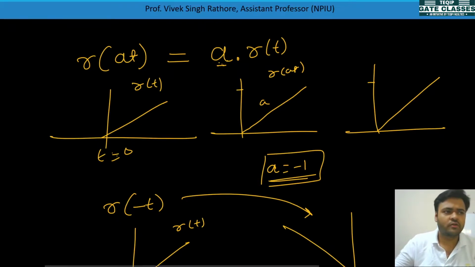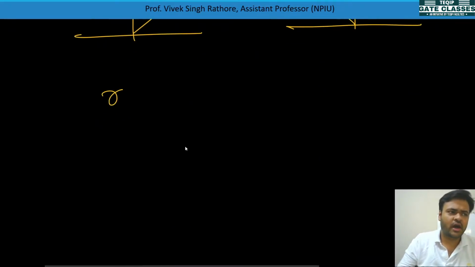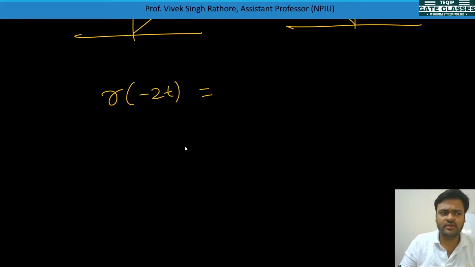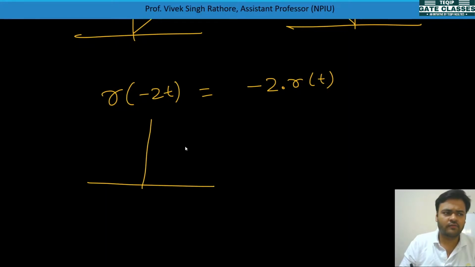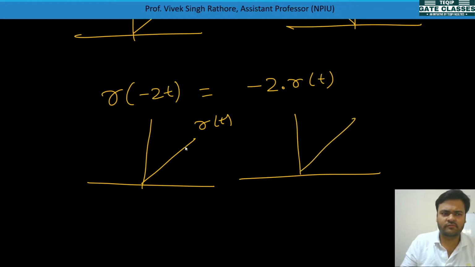So you cannot say that r of -2t will be equal to -2 of r(t). It won't, because see, r of t is this. r of 2t will be like this with the slope 2. Then the change will be here, meaning r of -2t.